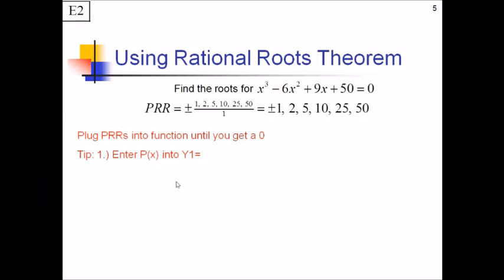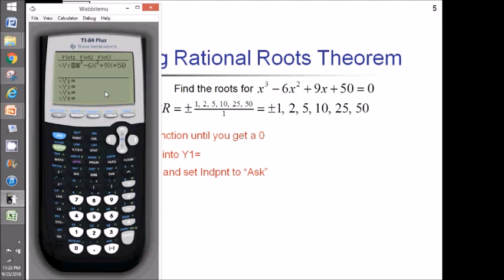Now there's a lot of ways to do this. The fanciest way to do this, I think, is if you go to table set and set independent to ask. Let me show you that. So back on the calculator, if you do second window, that'll bring you to the table set menu. And among other things, there's this independent thing that's auto versus ask. This is basically saying, do you want it to generate the x values automatically, or do you want it to ask you for the x values and then give you the y values back?